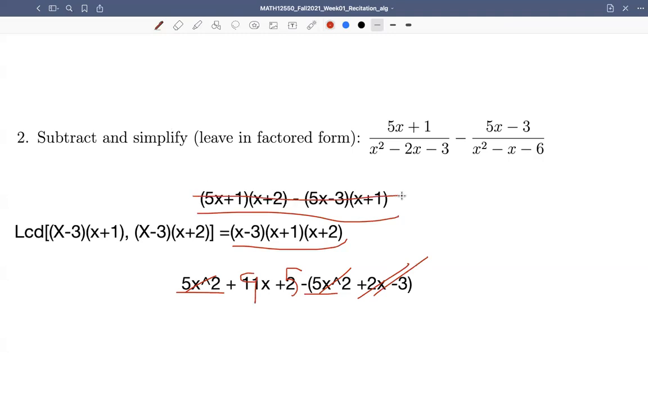So this becomes 9x plus 5. And the denominator is the same. Okay, so the numerator, after we simplify those two, we get 9x plus 5. So the answer for 2 is 9x plus 5 in the numerator. The denominator will have those 3 factors, x minus 3, x plus 1, x plus 2.